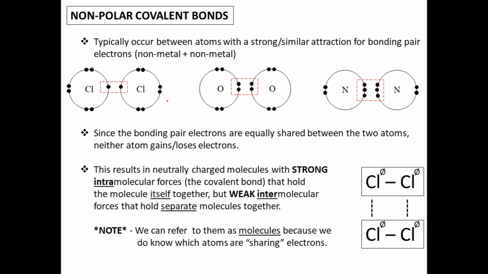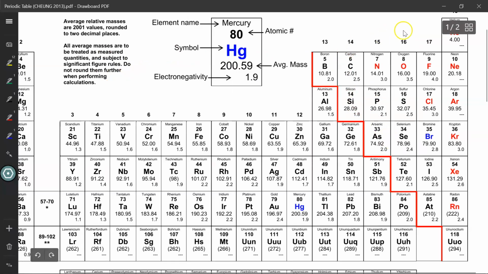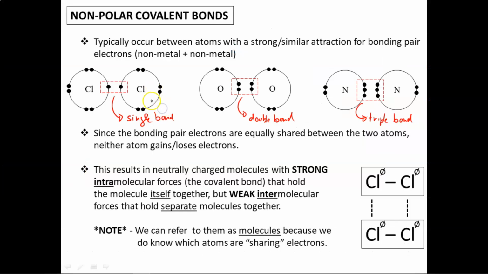So with ionic bonds, electrons are transferred from one atom to another. But what if electrons are shared between atoms? This typically occurs between atoms with a strong or similar attraction for bonding pair electrons, so if they have a high electronegativity value. So typically this occurs between nonmetals and nonmetals as they have very high EN values in comparison to metals. Since only one pair of electrons is involved in this bond, we call it a single bond.